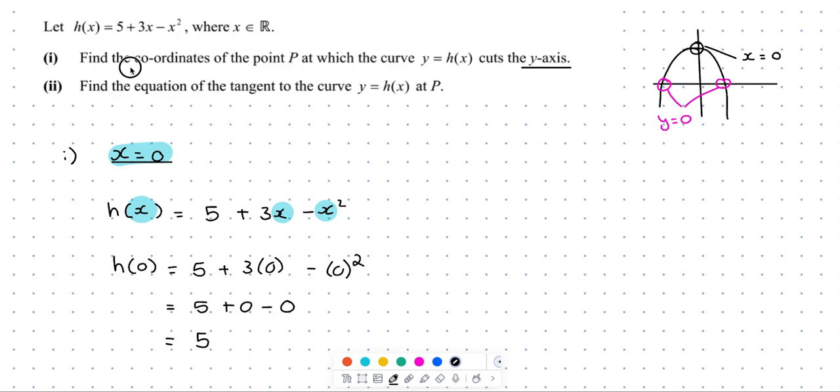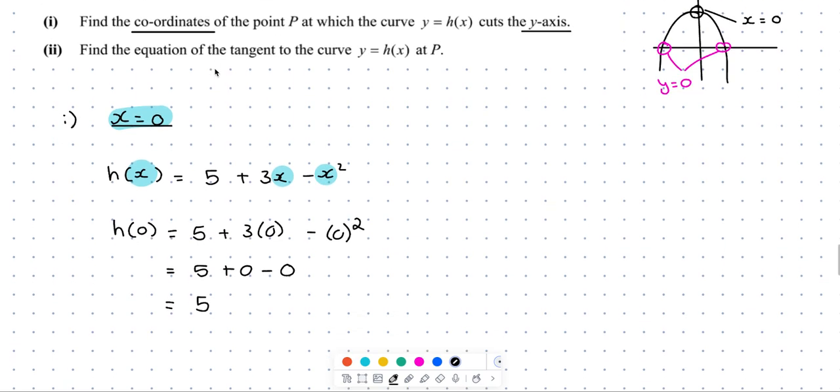Now, it said find the coordinates, so I haven't answered the question fully there. To make sure that I've answered the question properly, I need to report my answer as coordinates. So the answer here is going to be in terms of x and y. x goes first. The x coordinate is 0. The y coordinate is 5.